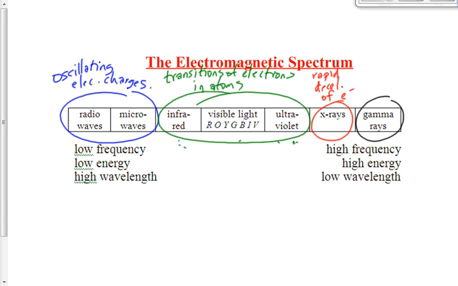Gamma rays are produced by nuclear decay. And what do we mean by that? Well, the atom splits. The atom splits, literally. And when the atom splits, you're converting matter to energy.